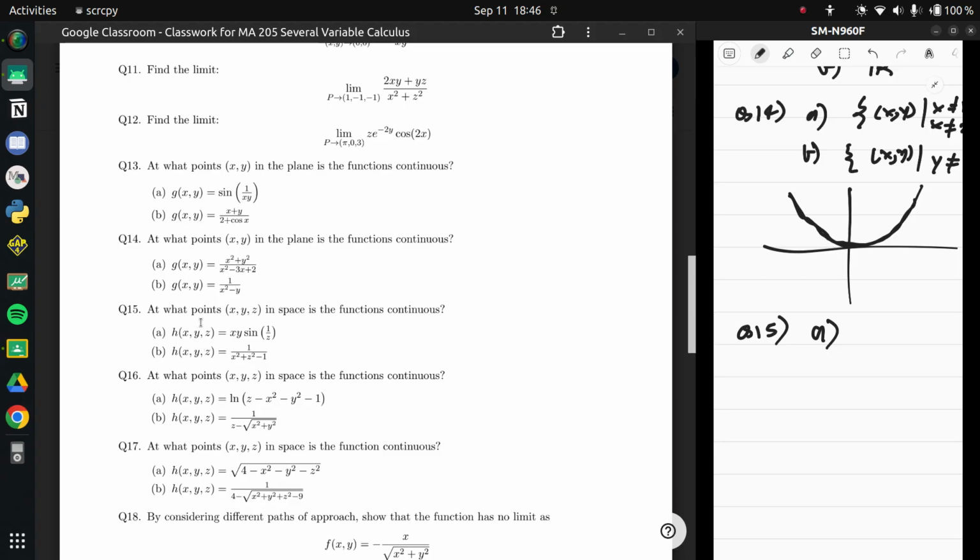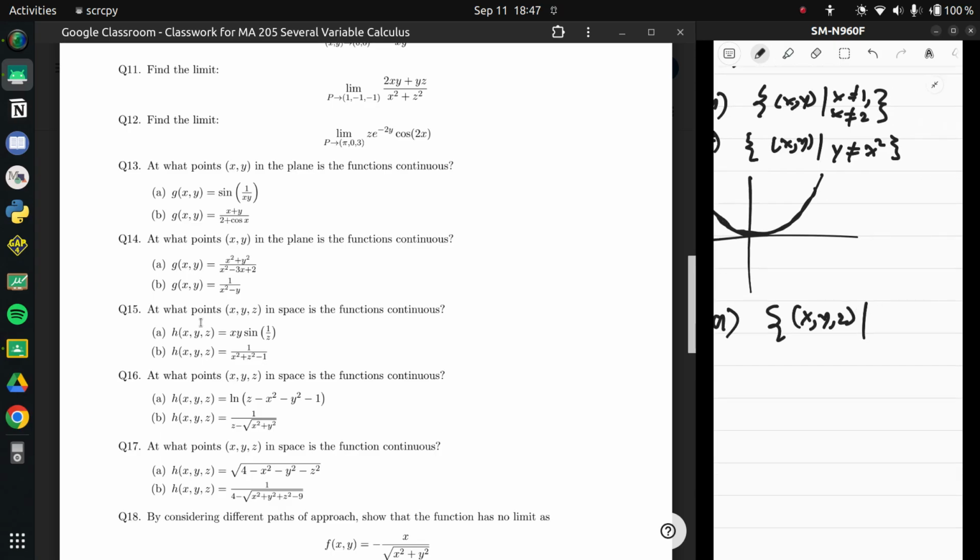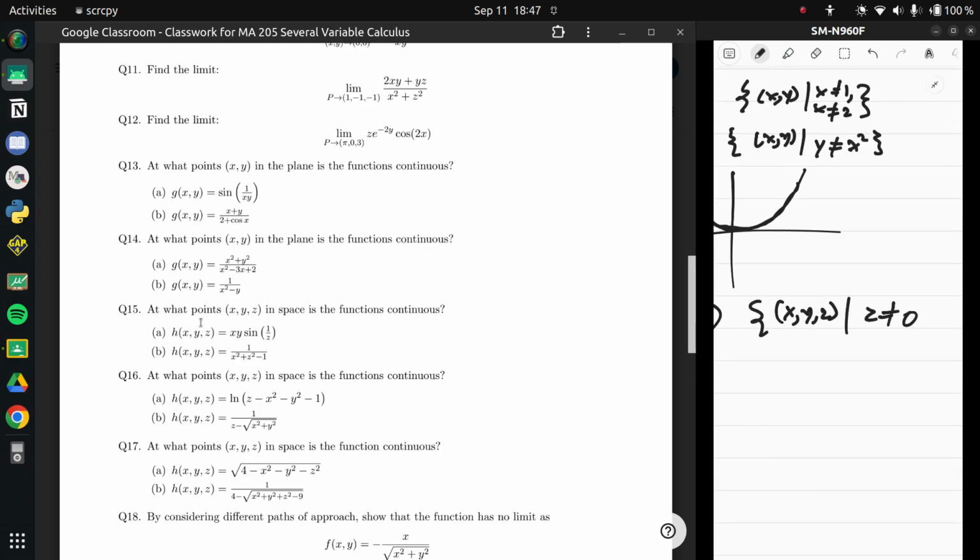H of x, y, z equal to x y sine of 1 upon z. So for x y there is nothing to worry about. Sine of 1 upon z, so z equal to 0 is not allowed. So all x, y, z such that z is not equal to 0. Z could be anything, frankly, and you would have a sine, so whatever. But z cannot be 0.